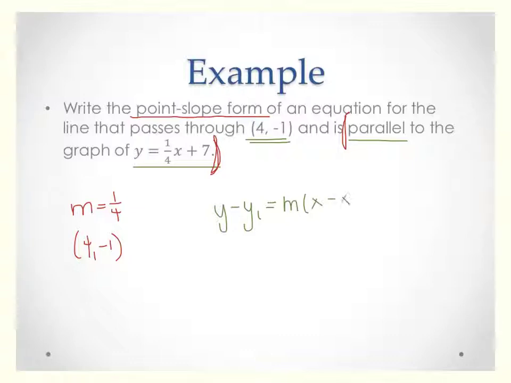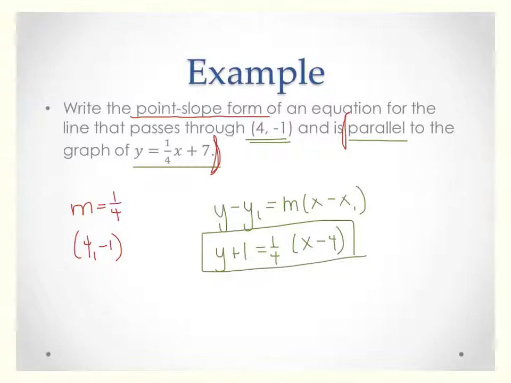If not, I suggest you write it down a bunch of times. Alright, so it looks like y plus 1, because that's minus a negative, equals 4 times x, except I was wrong there. It's not 4, it's 1/4, times x minus 4. And you're done, because remember, that is point slope form. You don't do anything else to point slope form.